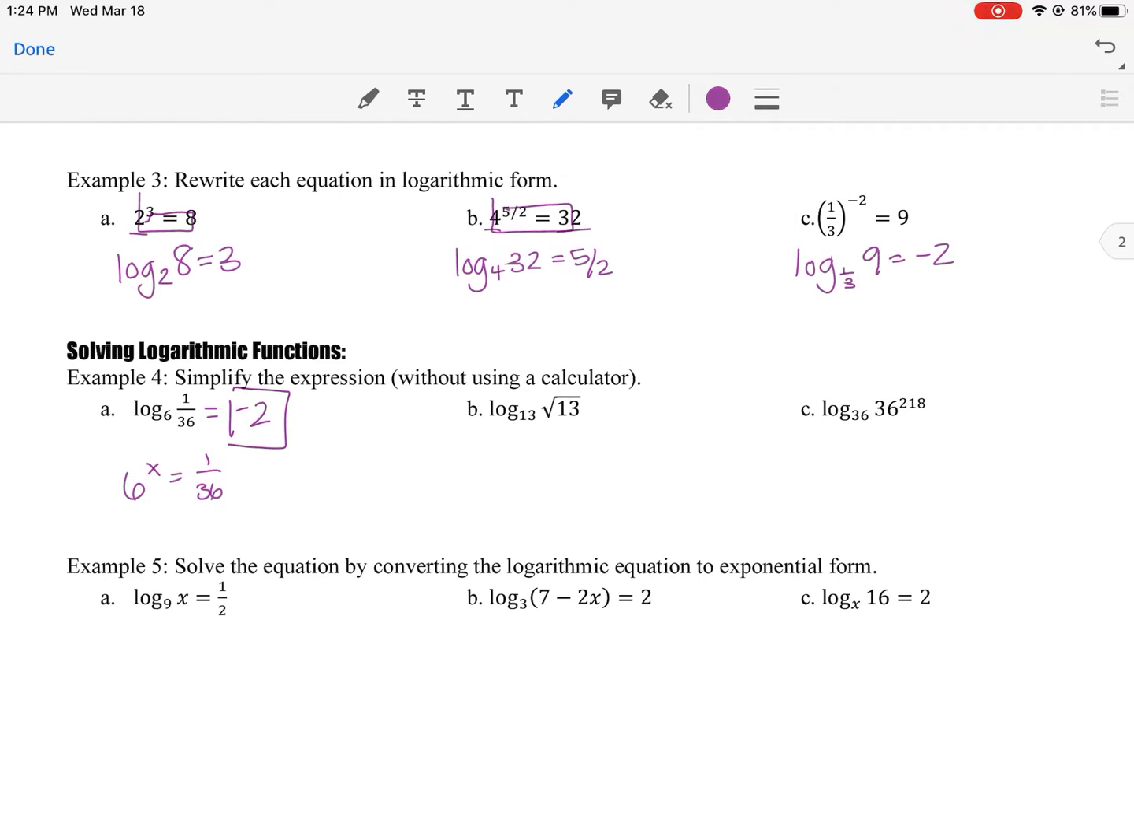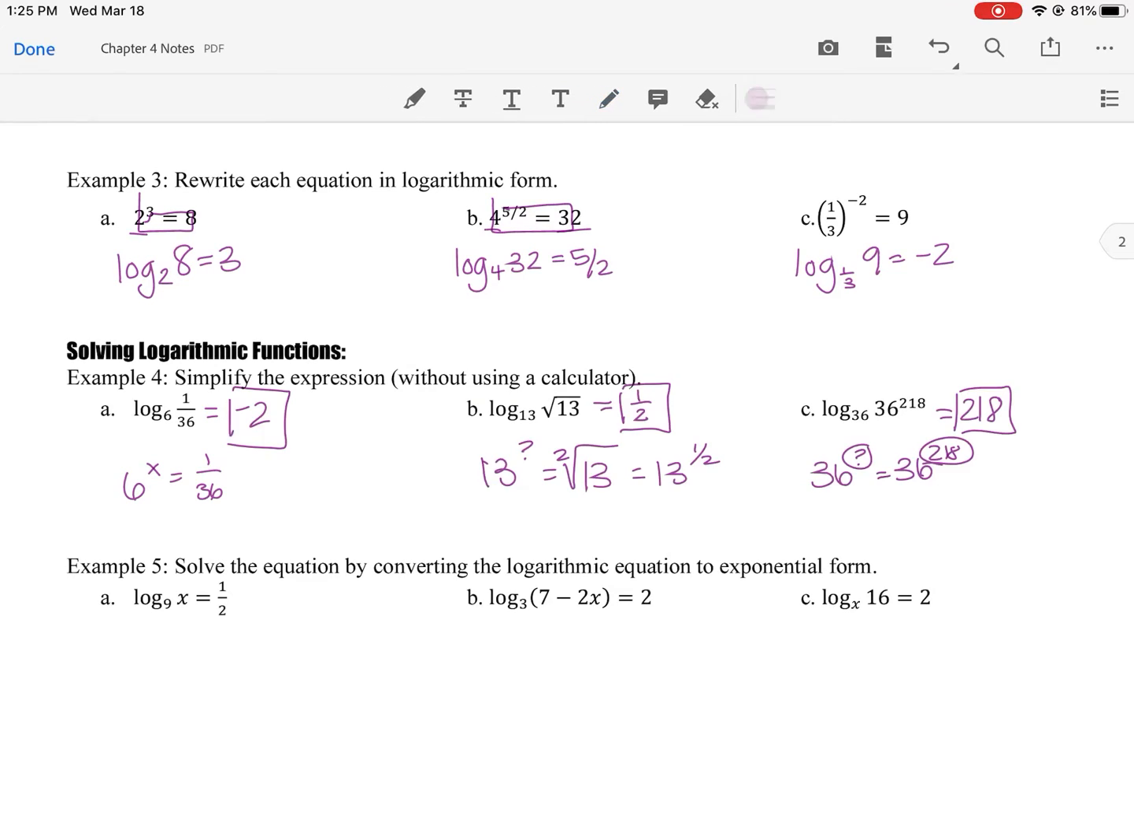All right, let's go to the next one. On this one, we're saying, hey, 13 to what power equals the square root of 13? Think about how you can rewrite the square root of 13. That's 13 to what power? 1 over 2, so this is a half. So this is going to equal a half. Last but not least, this one looks really hard, but it's not as bad as you might think, because it's saying 36 to what power is equal to 36 to the 218? And so we're just saying, hey, what's that exponent? Well, it's 218.